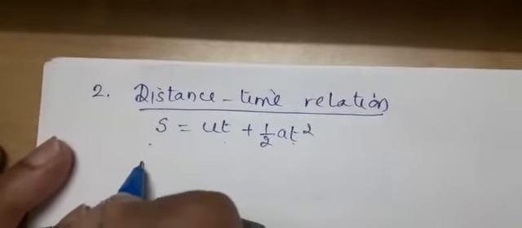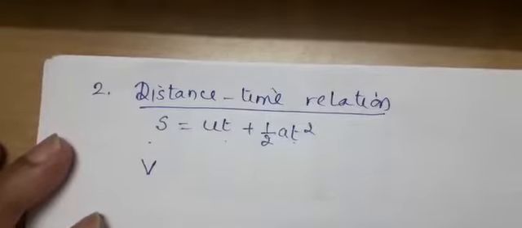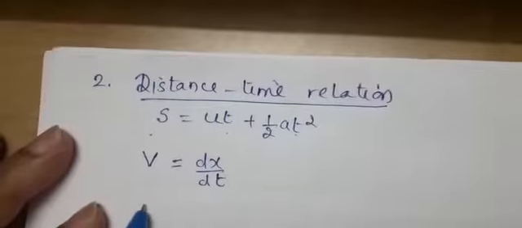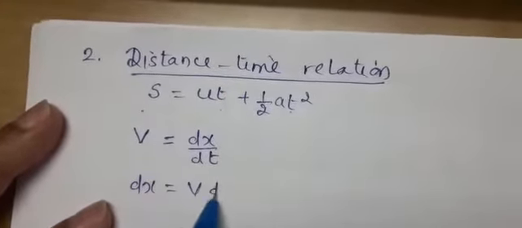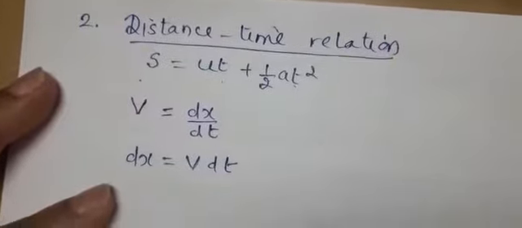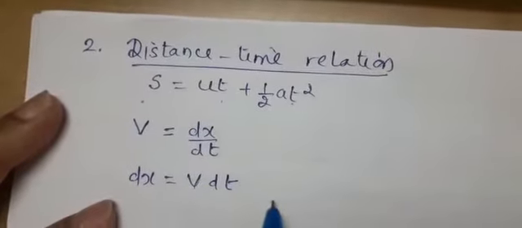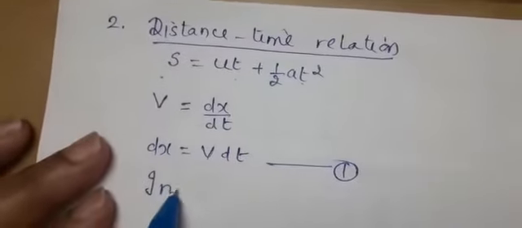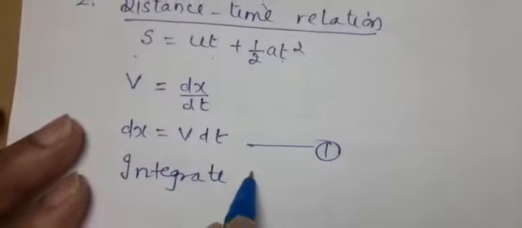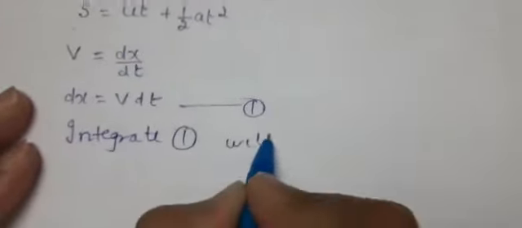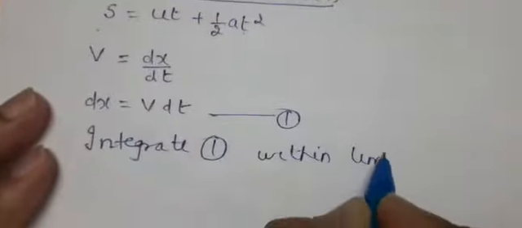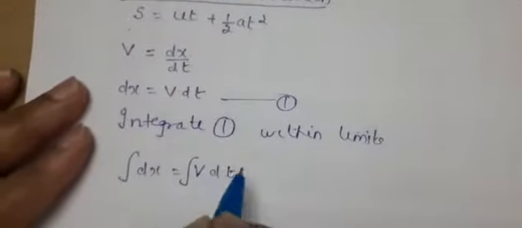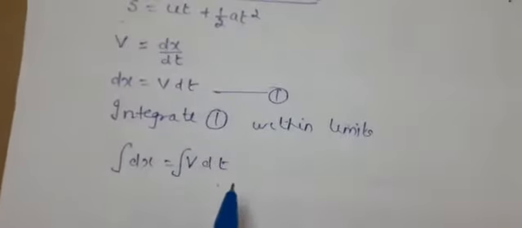Again here we have to remember the very first step. Velocity is dx upon dt. So dx will be equal to v dt, as velocity is first derivative of position. So here mathematically by cross multiplying you are getting dx equal to v dt. So again what you have to do, integrate equation 1 within the limits. Here you can see when you have to integrate on both the sides, then one limit is for distance and one limit is for time.